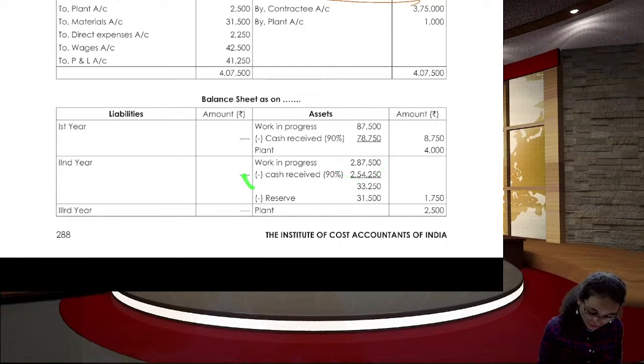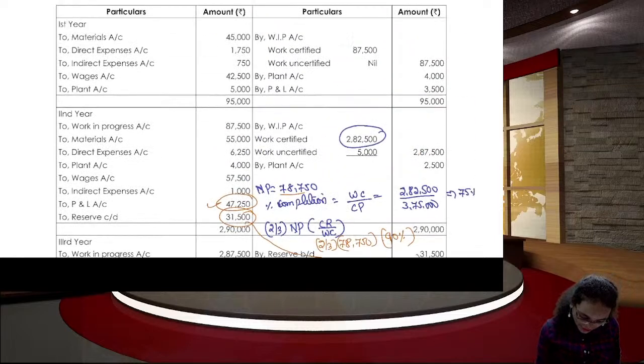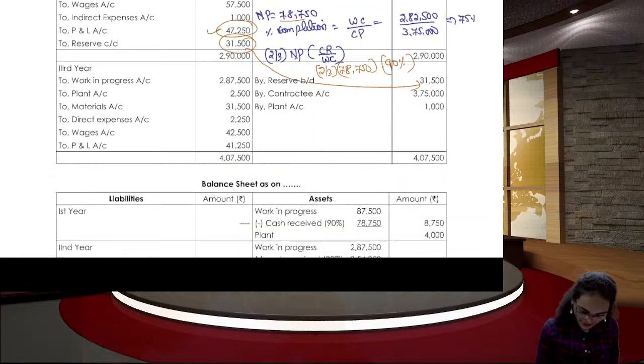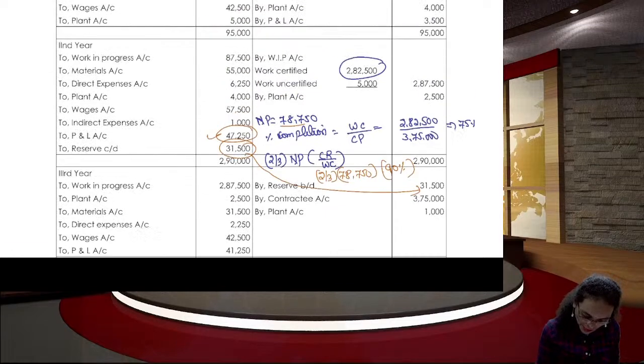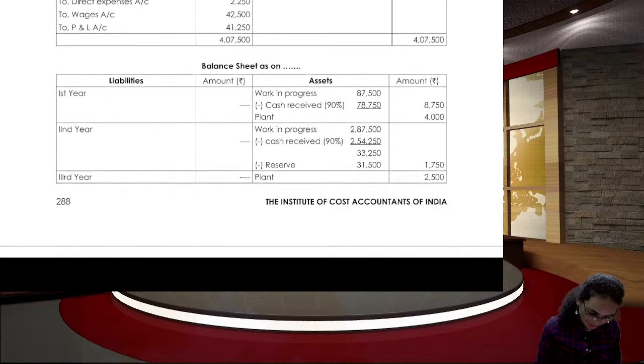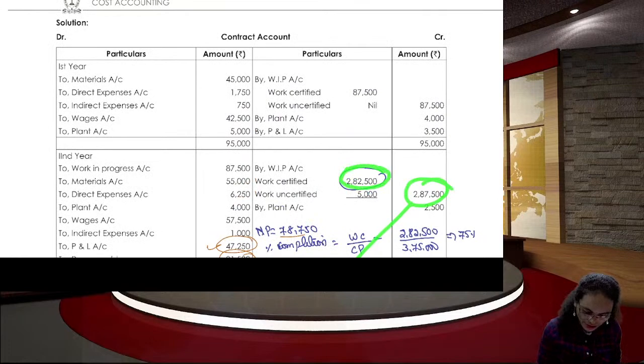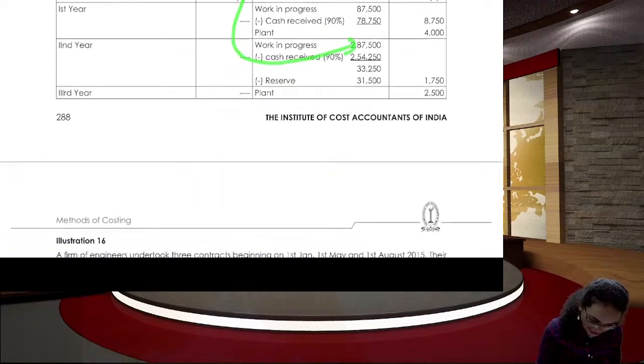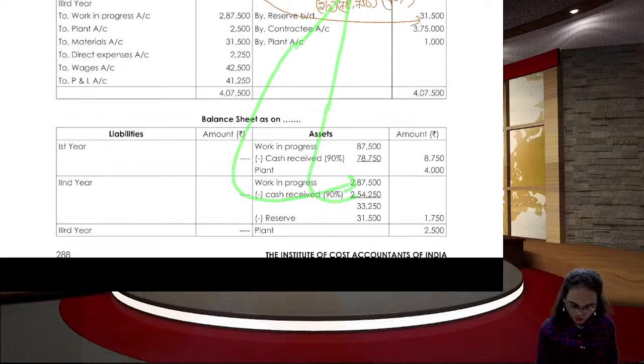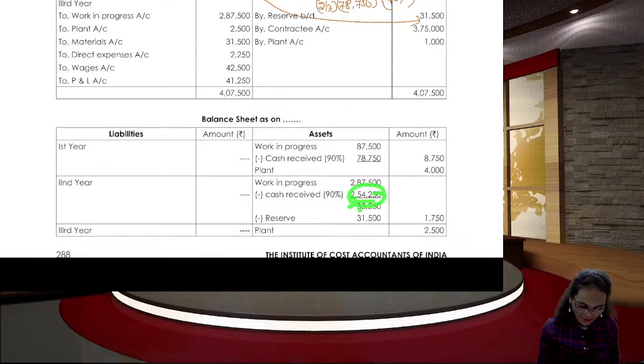In the second year, one point: here you cannot directly take this one into 90%. See, you received the cash, 90% on the work certified. So this one into 90% is the cash received. 2,82,500 into 90% is the cash received. See, 2,87,500 is the closing work in progress you have. You take this, but from this, only on 2,82,500 the cash is received at 90%, that is 2,54,250, right? The remaining is the closing stock.